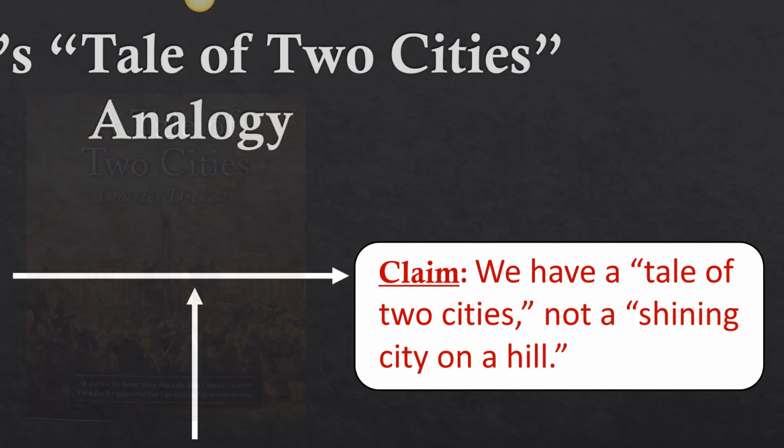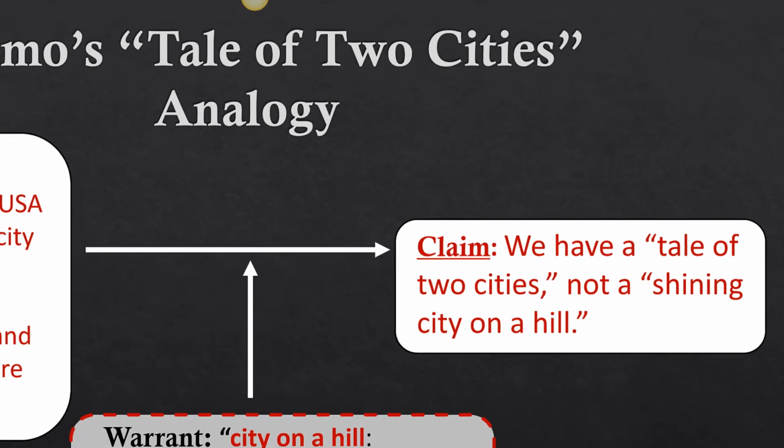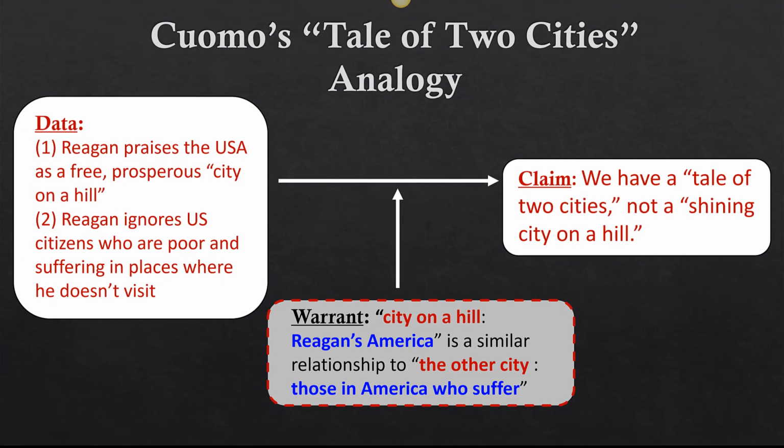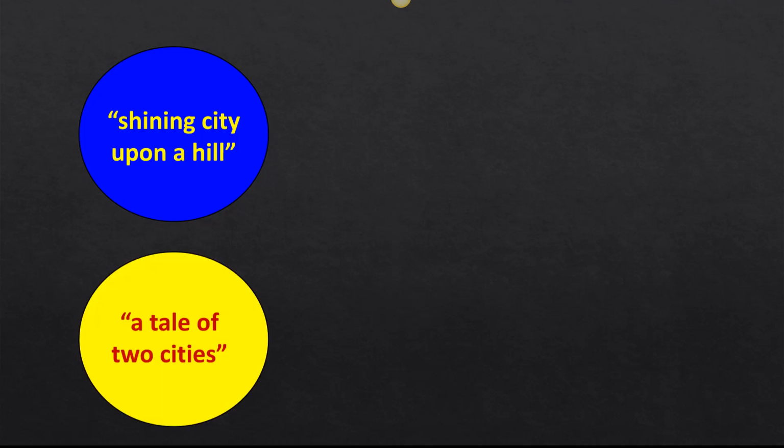So, A Tale of Two Cities is evoking that kind of dynamic between the rich and the working poor to establish a contrast that is really different than a unified shining city on a hill. Let's break this down with our visual diagram just like we did before. First, we have Reagan's shining city upon a hill, and we have a tale of two cities. We've got two competing visions.